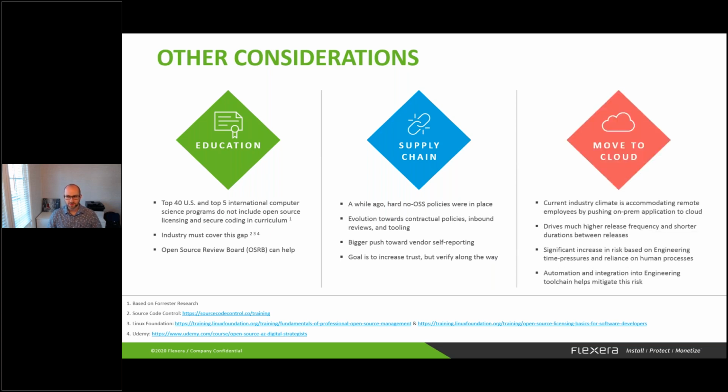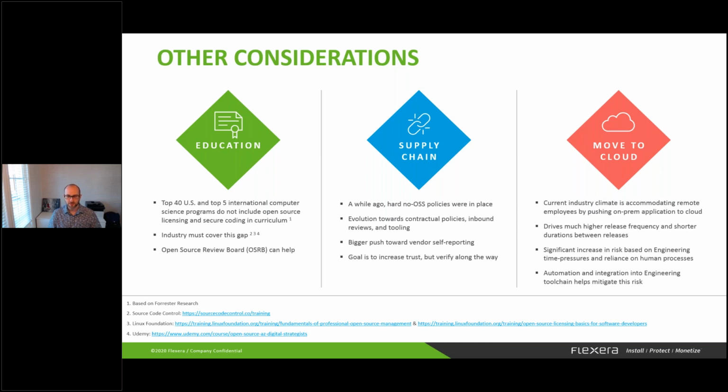And then the third is the move to the cloud. Current events are forcing a lot of companies to rethink how they deliver their products. We're seeing a lot of traditional desktop applications and services moving into the cloud. That was already happening, but it's really being accelerated right now. So when you talk about move to cloud, you're really talking about two things.